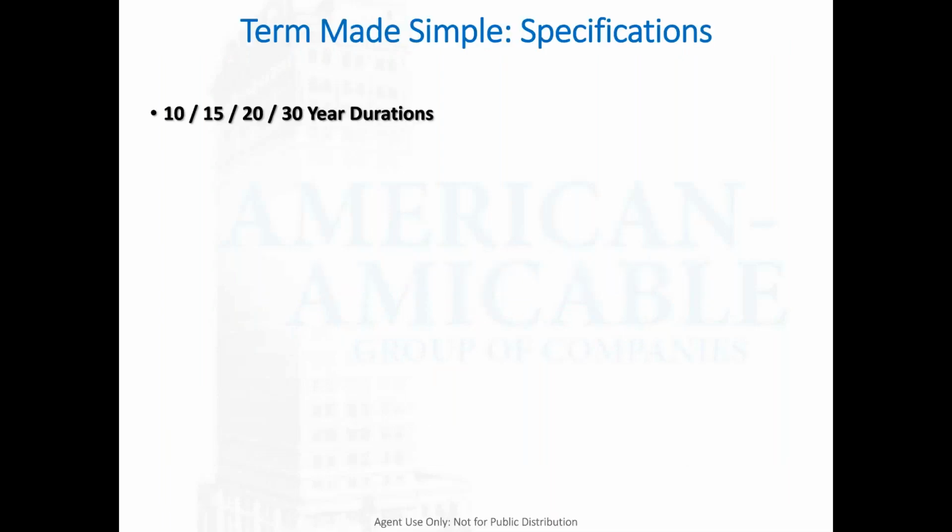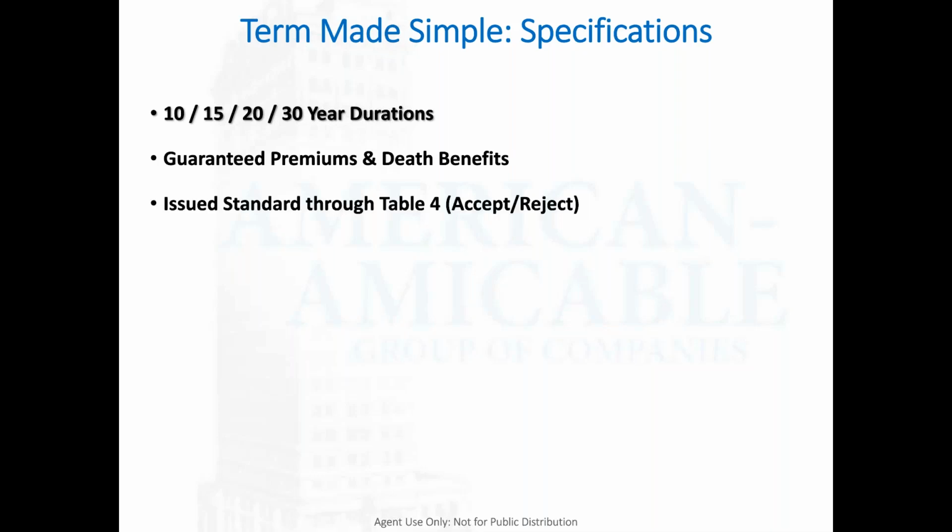Our third product is our Term Made Simple product. Okay, not all distributions have access to this one, but we have a 10, a 15, a 20, a 30-year duration on this one. It's got, again, the guaranteed premiums and death benefits, just like the others. It's issued standard through Table 4. It becomes that ART after the thing expires.